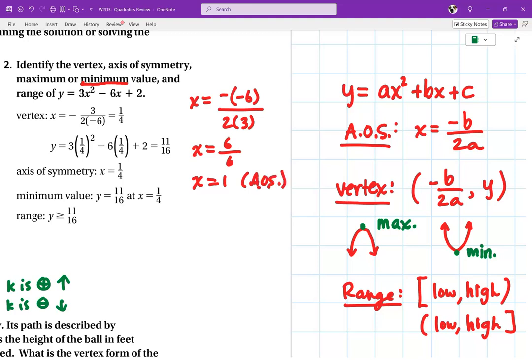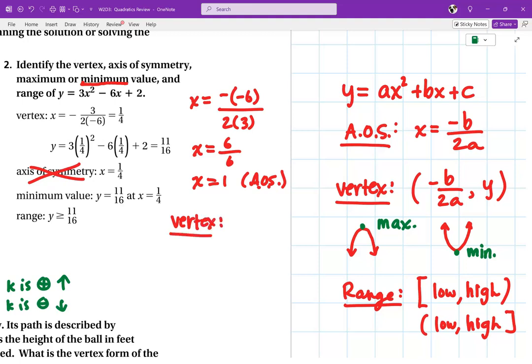Is that the correct answer for my axis of symmetry, according to what they wrote? No, they said it's 1/4. So this is where it's wrong. That means everything else is going to be wrong. All the rest of it is wrong. So let's find the vertex.